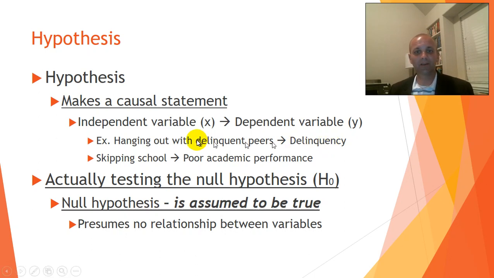So hanging out with kids who smoke marijuana is going to increase the likelihood that this kid smokes marijuana, right? Or another one is that the cause of skipping school has an effect of poor academic performance. That's the dependent variable, right? Skipping school is the independent variable. So I want to suggest that that relationship exists. So that's a causal statement, and that's essentially a hypothesis, right?